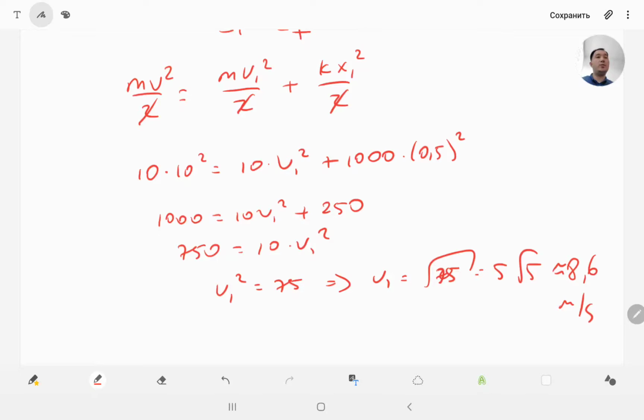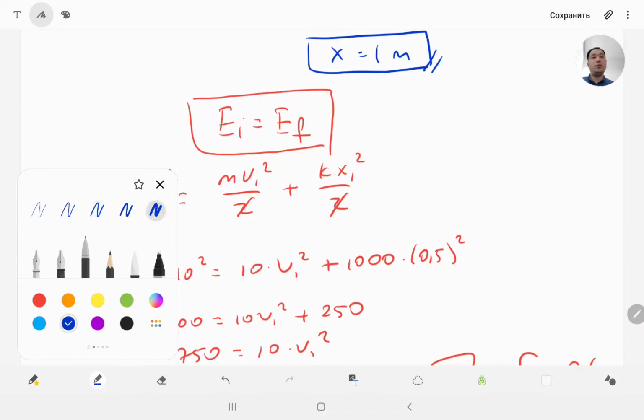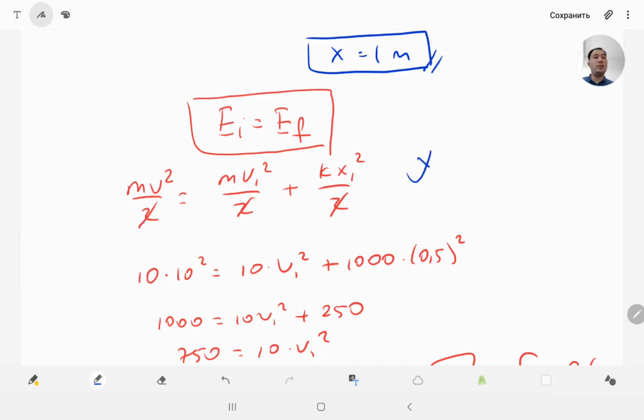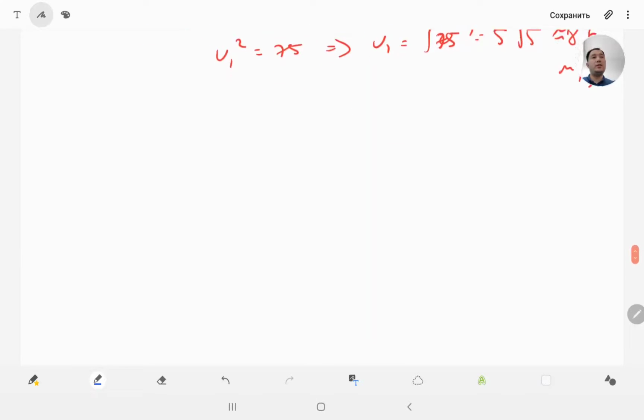So in this way you can apply the conservation of energy method. As you see, we have just one equation, this one, and with the help of this one equation you can solve the problems. That's why the energy method is very simple and very convenient.